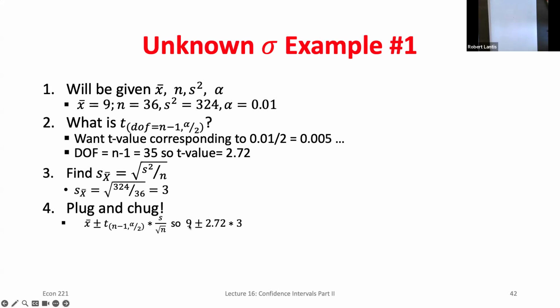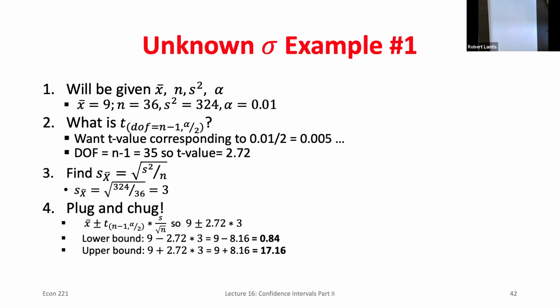So to get my upper bound, I'm going to be adding 2.72 times that standard deviation of 3. Lower bound, I'm going to subtract that margin of error. Here, I've got a pretty wide confidence interval, right? So yes, I saw a sample mean of 9, but with 99% confidence, the true population mean could be anywhere in this range of 0.8 to 17.